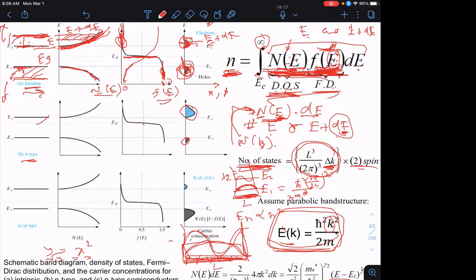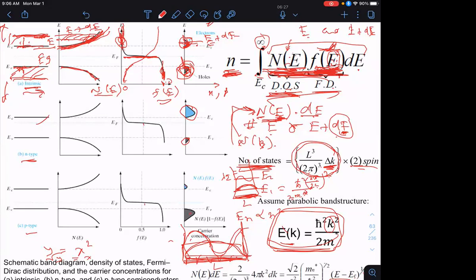Conversely, if I make it p-type, the third row, we'll see the Fermi level moves closer to the valence band. And now I have majority carrier holes and few minority carrier electrons. So that's what we'll prove in the next few slides, okay?